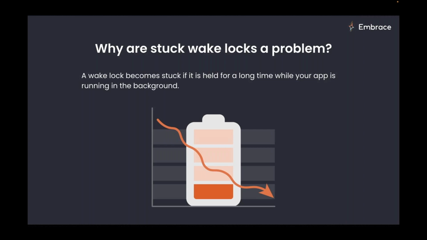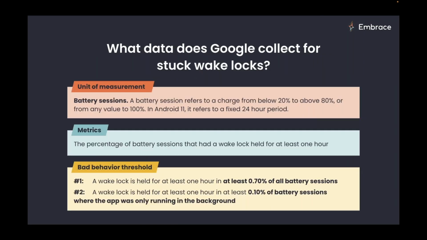So a stuck wake lock is a problem effectively if it's held for a long time while your app's in the background. And the reason for that is that your device will never be able to go into power saving mode if that's the case. So Google collects similar information to excessive wake-ups for stuck wake locks. The unit of measurement is the same, it's just a battery session. So that's effectively a period in which a user has charged their phone and then their battery has more or less run out.